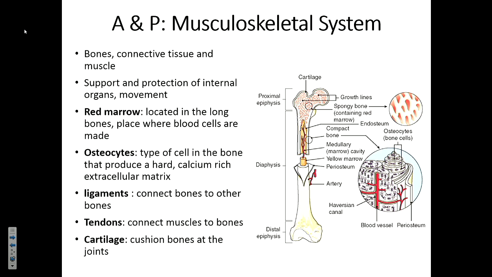Other terms that you have to make sure that you know are ligaments. So what is a ligament? What does it do? Essentially it connects bone to bone. Tendons connect muscle to bone, and cartilage cushions bones at the joints. So as long as you have a good general understanding of that, you can see all of those terms placed in that figure, which is why I really like that figure, to kind of put everything all together in one place.